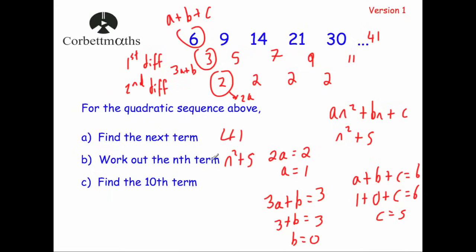Okay, and finally the 10th term in the sequence. Now if we want to find the 10th term in the sequence, we just put 10 into the nth term. So instead of n squared plus 5, it's going to be 10 squared plus 5. 10 squared is 100, plus 5 will be 105. And that's it.